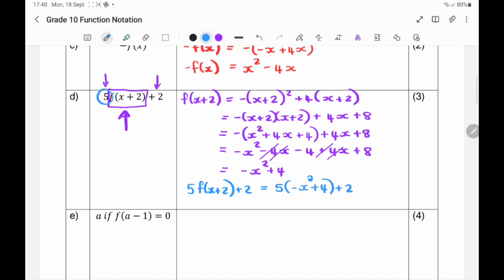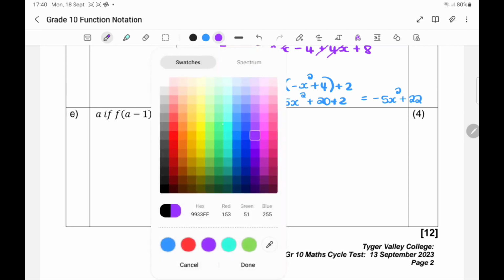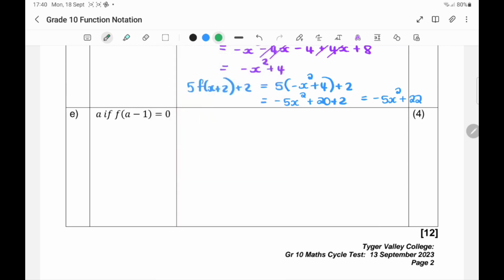And then we have to add a 2 at the end. And that will give me negative 5x squared plus 20 plus 2, which will give you negative 5x squared plus 22. Number E. Let me just get a nice different color here. Okay, so now they say to determine A if f of A minus 1 is equal to 0.